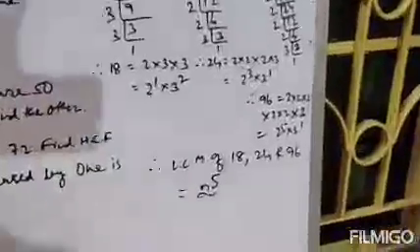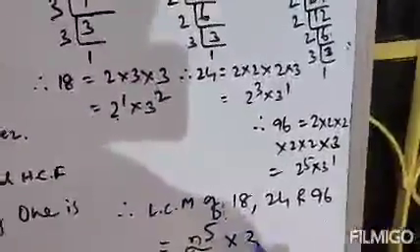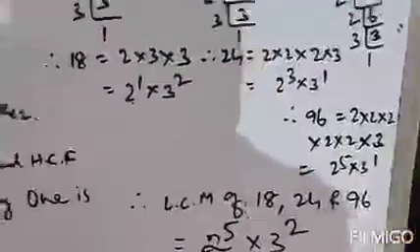Next common number is 3, and the highest power of 3 is 2, so this is your LCM.